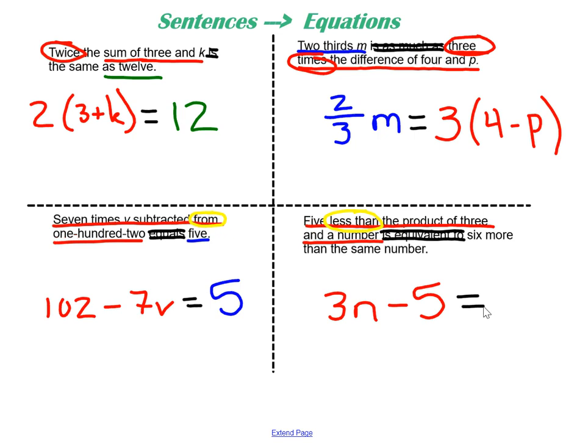6 more than the same number. So I have 6 more than the same number. I do have a turnaround phrase here. I have more than. So the same number means I have to use that n again. So I'm going to say the same number, so I have n. And then more than is adding. So I'm going to say plus 6.